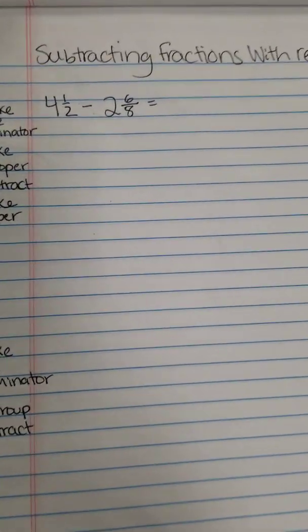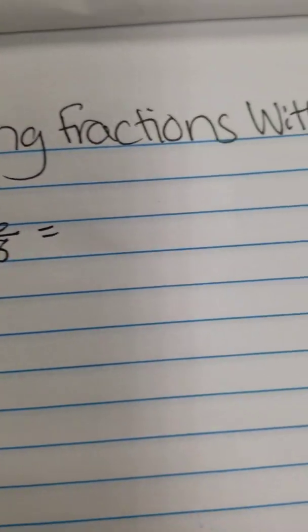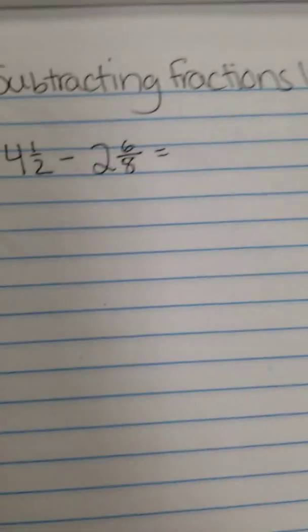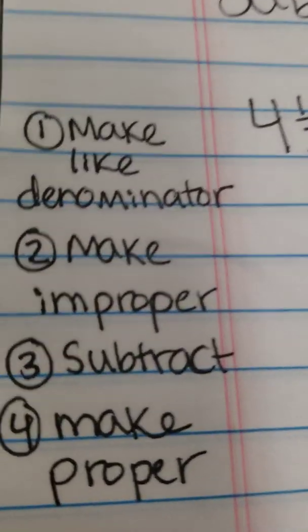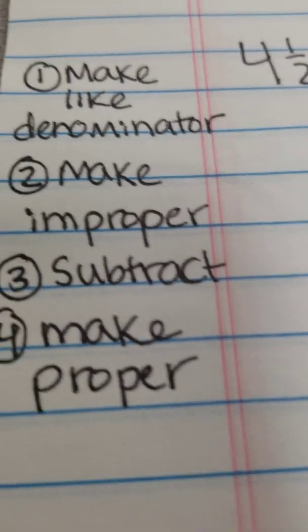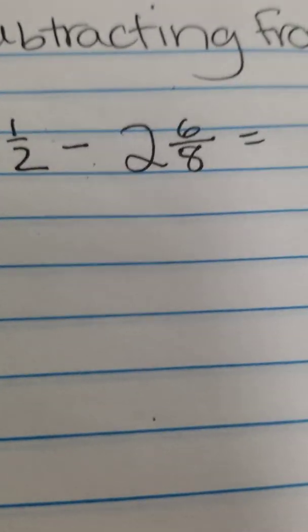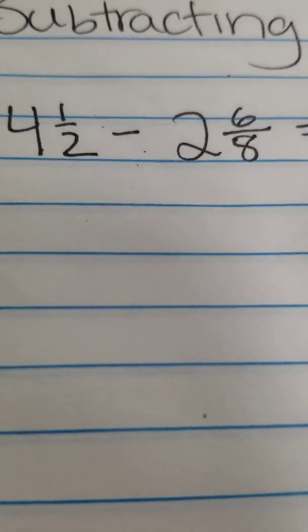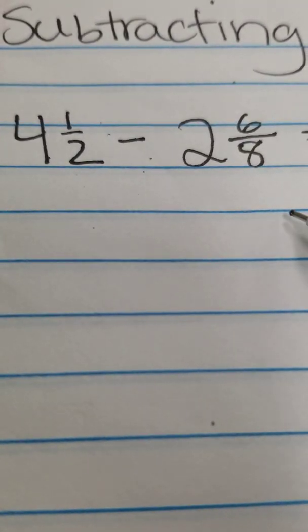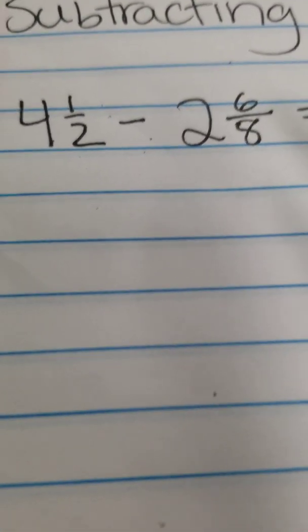So there are two ways to do subtracting fractions with regrouping, okay? I'm going to show you both ways here. Now the first one, both steps start with making a like denominator, okay? So here we have 4 5/6 minus 2 6/8. We have two different denominators, 6 and 8, all right?